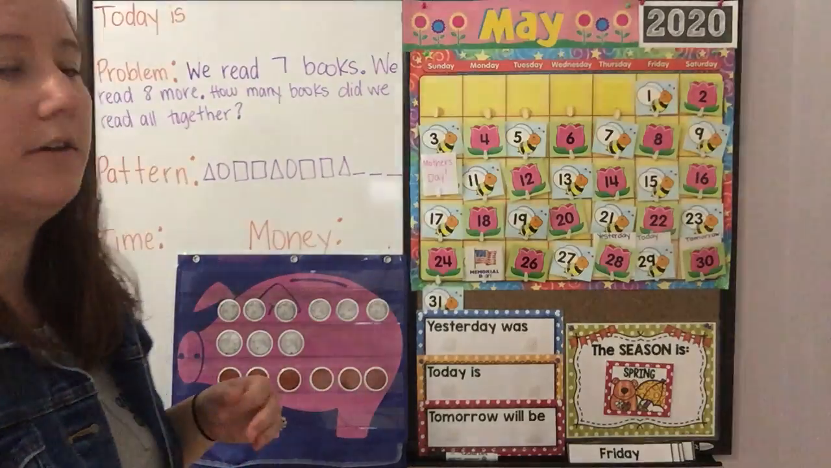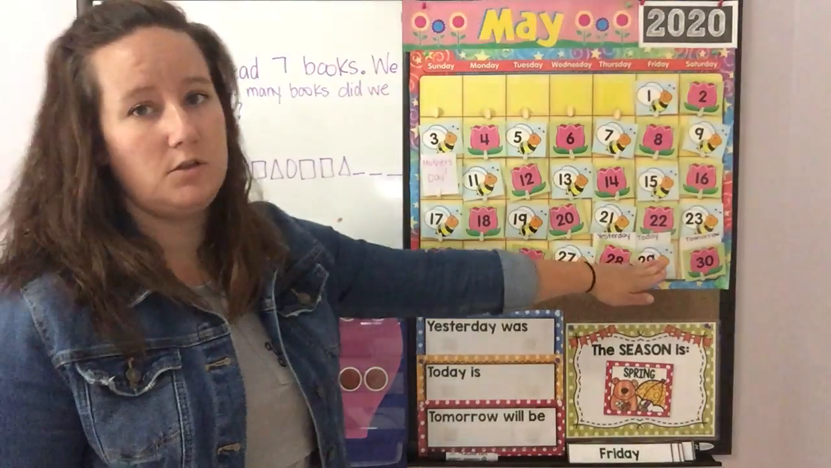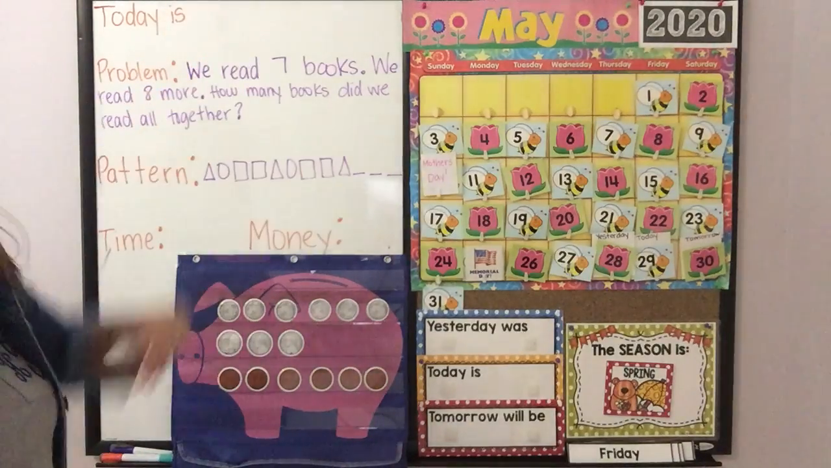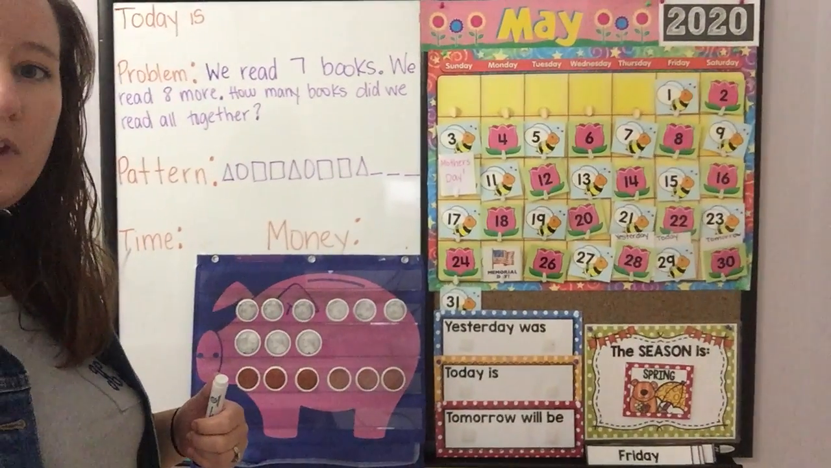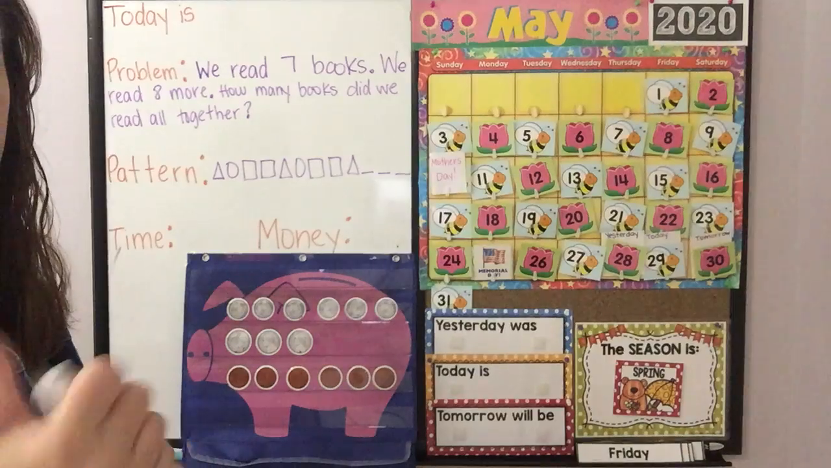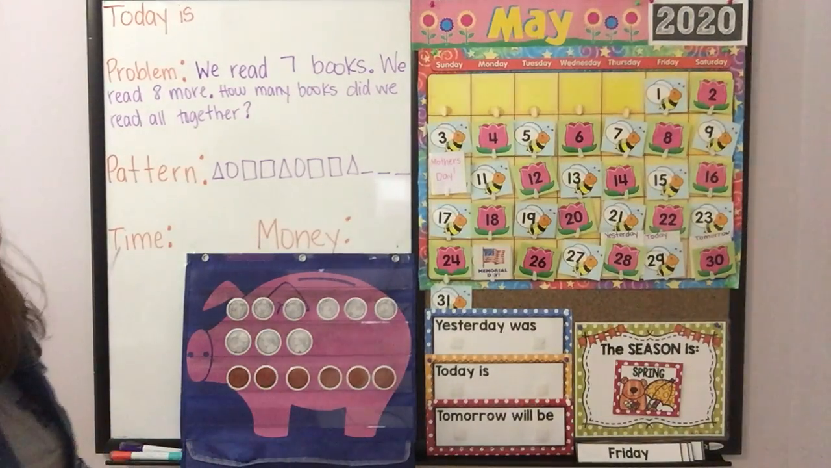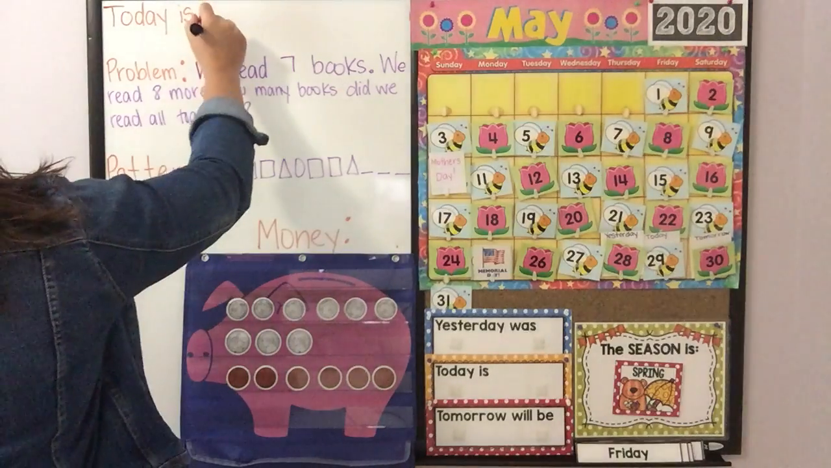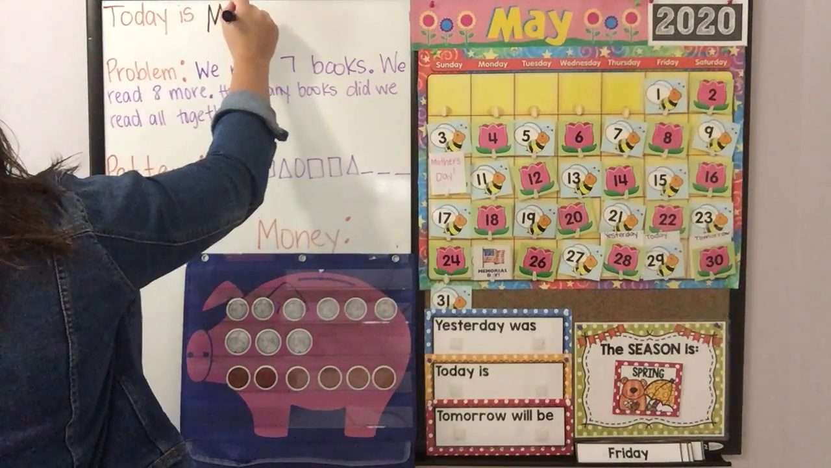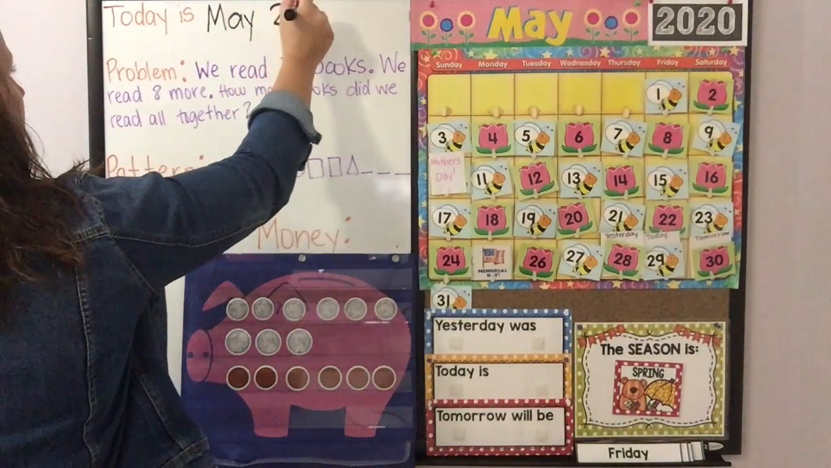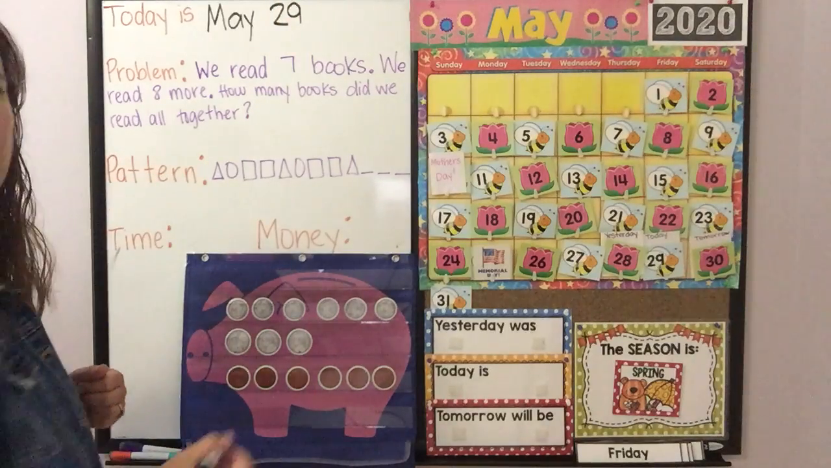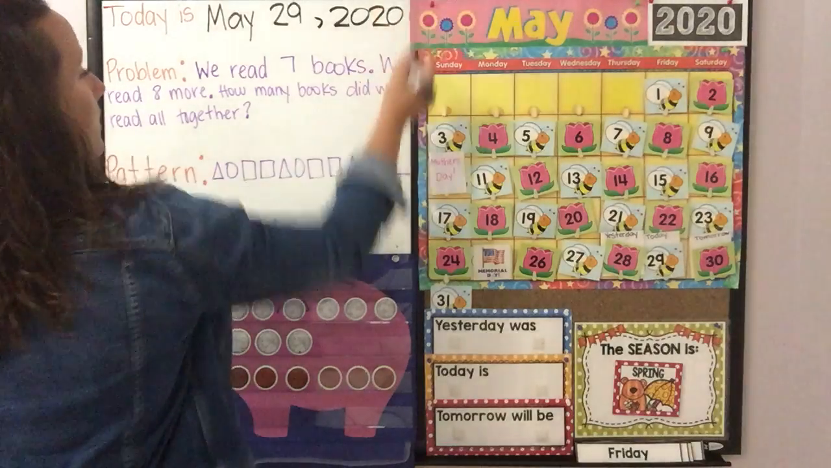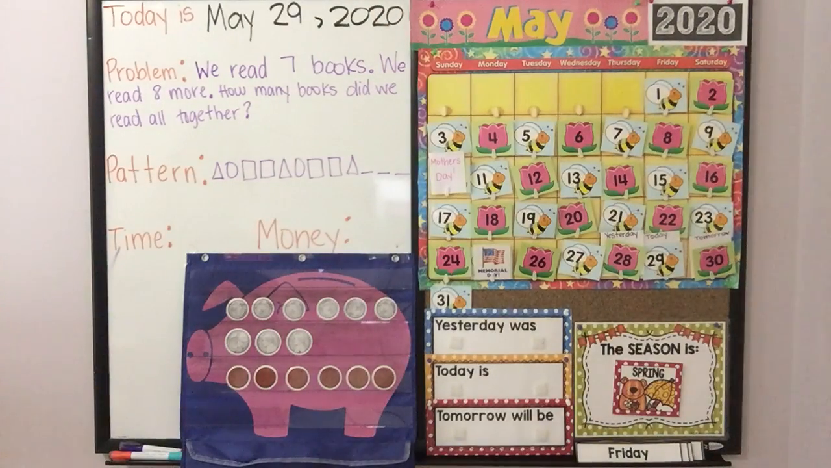Let's say that all together. Today is May 29th, 2020. I'm going to go ahead and write that up here for today is, if you want to go ahead and write it down in your workspace too. Remember, May is the month and it begins with an uppercase M. So May 29th, comma, 2020. Very good.